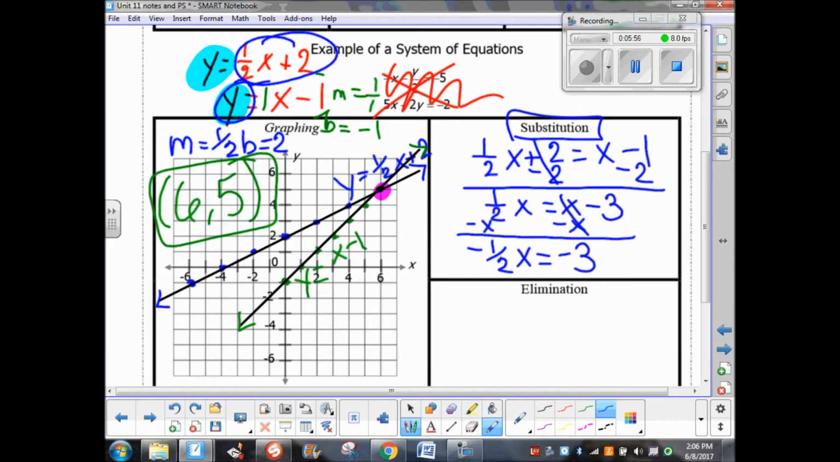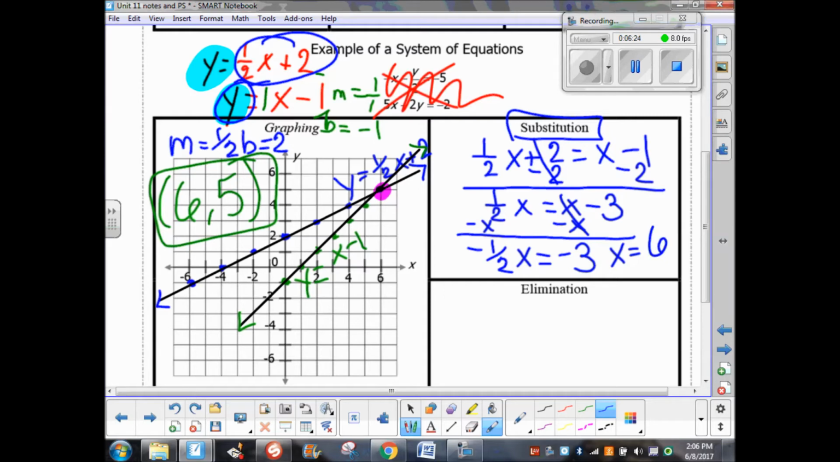Use your calculator, get x by itself. You could divide by negative 1/2, you could multiply by negative 2 over 1, it doesn't matter. What do we got? Nope, we're dividing. No, not negative, because they're both negative, so it's positive 6.